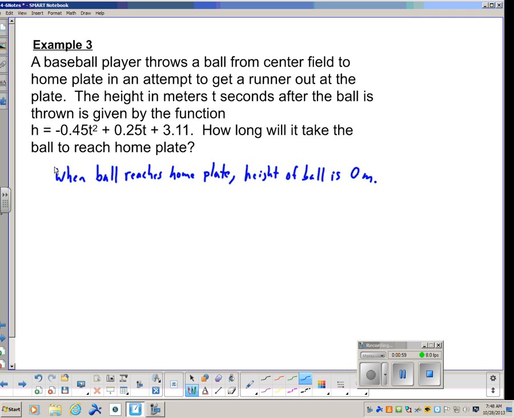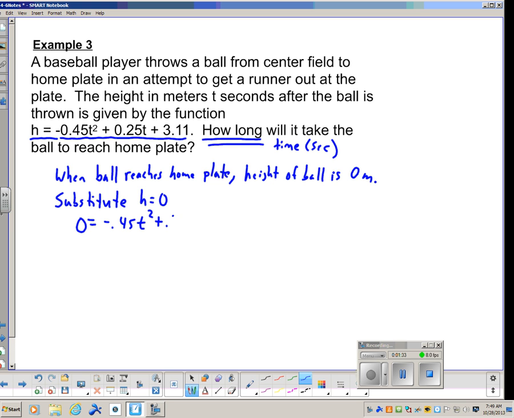So what we're going to do, we got this nice formula here, is it says how long, that's time. In this case, we're looking at seconds. And so we're looking for the t value. So over here in the equation, we're going to substitute 0 in for h. So h equals 0. So 0 equals negative 0.45 t squared plus 0.25 t plus 3.11.